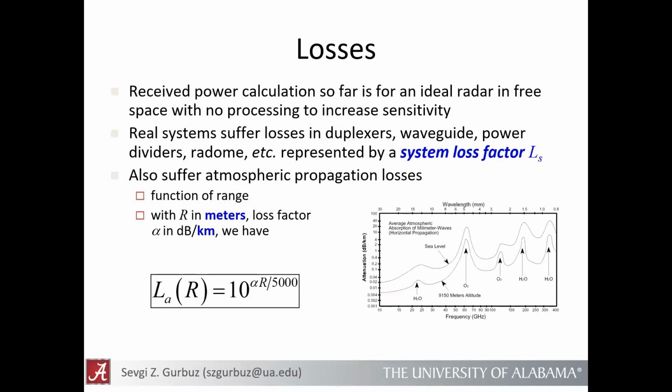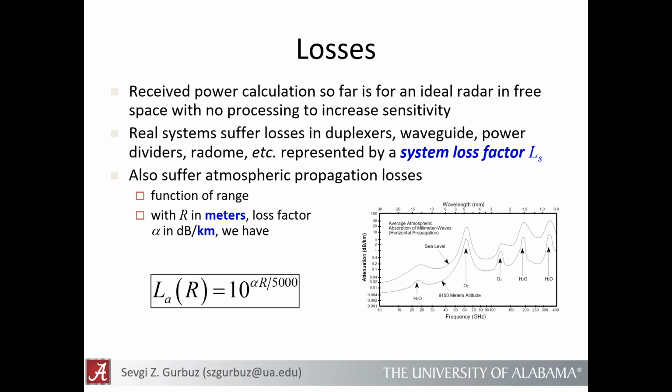Now, there's one other factor that we need to take into account, and that is various terms of losses. In the beginning, I talked about how the atmosphere can have certain effects on the received backscatter. And so there is some amount of atmospheric losses. A rule of thumb or initial design equation that we can use to try to model atmospheric propagation losses is shown here on this slide. Alpha represents the amount of attenuation that we get in decibels per kilometer, and R is our distance in meters.